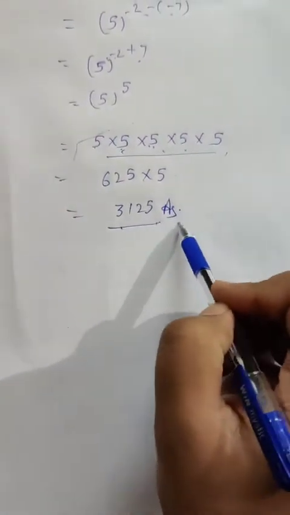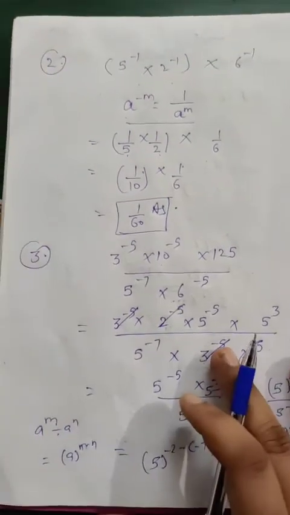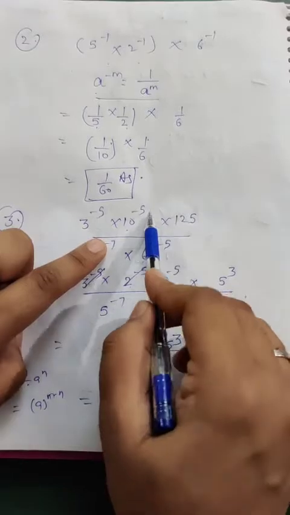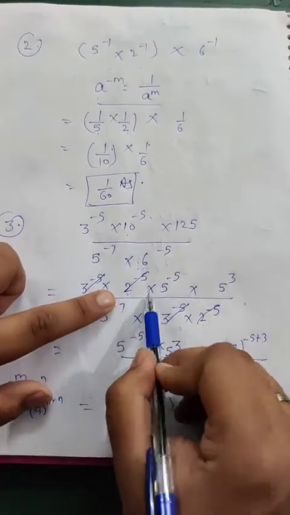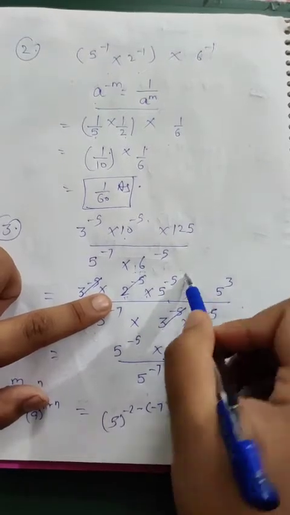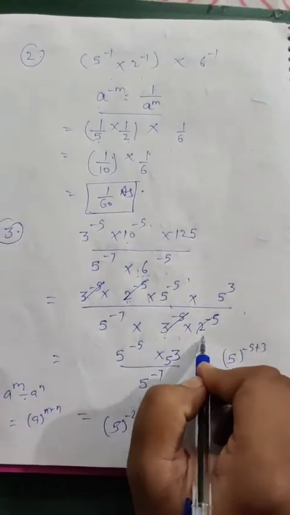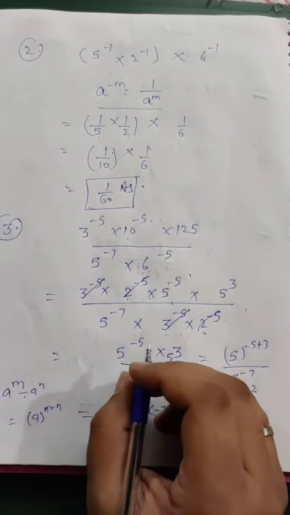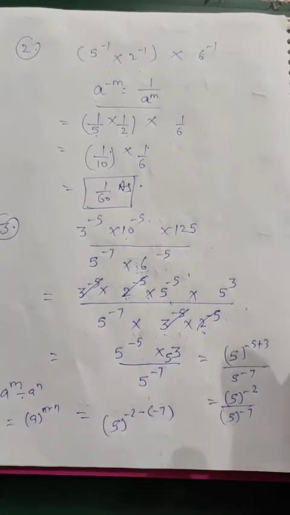and that is 3125. I have also made a video of this question earlier, because this is a very important question. Here 10 raised to the power minus 5 can be written as 2 raised to the power minus 5 multiply 5 raised to the power minus 5, and 6 raised to the power minus 5 can be written in the form of the multiples of 3 and 2. This was the important thing we need to remember, and by practice we can remember these things easily, because maths is all about practice.